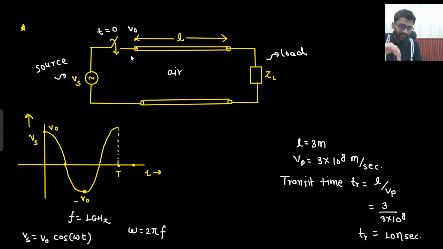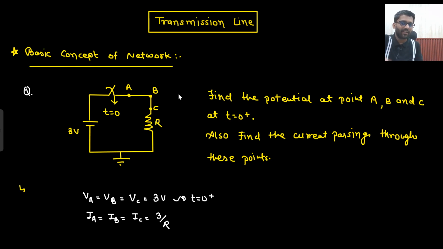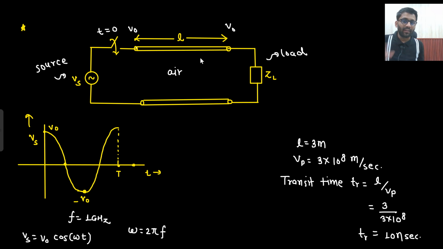Just as you close this switch, this V naught will start traveling. This peak will start traveling, and it will take 10 nanosecond time to reach here. Is that clear to you? Right? So previously what did we say? That immediately 3 volt will come. But here if I analyze, I took a wire of length L and the length was 3 meter.